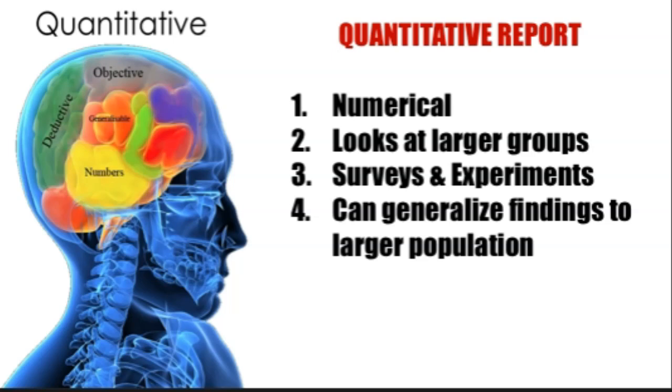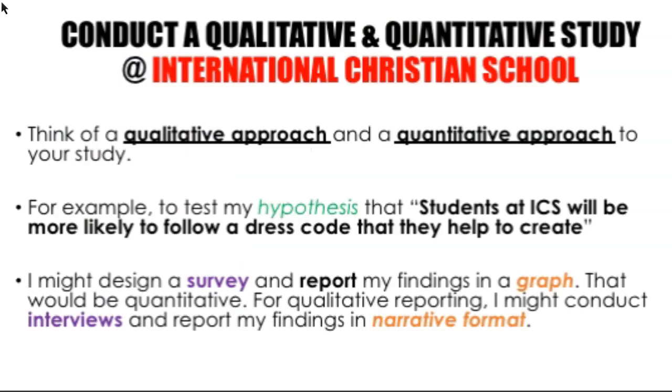All right. Now for your assignment, let's get into that. Okay, so you're going to be conducting a qualitative and a quantitative study. So you're going to do one of each. All right. Again, qualitative, we're looking at that which is more descriptive. Okay, quantitative, we're looking at that which is more close-ended and numerical. So, for instance, my hypothesis here is students at ICS will be more likely to follow a dress code that they help to create. So you need to come up with a hypothesis, you need to come up with a problem, you need to come up with a topic that you want to research and that you're interested in.